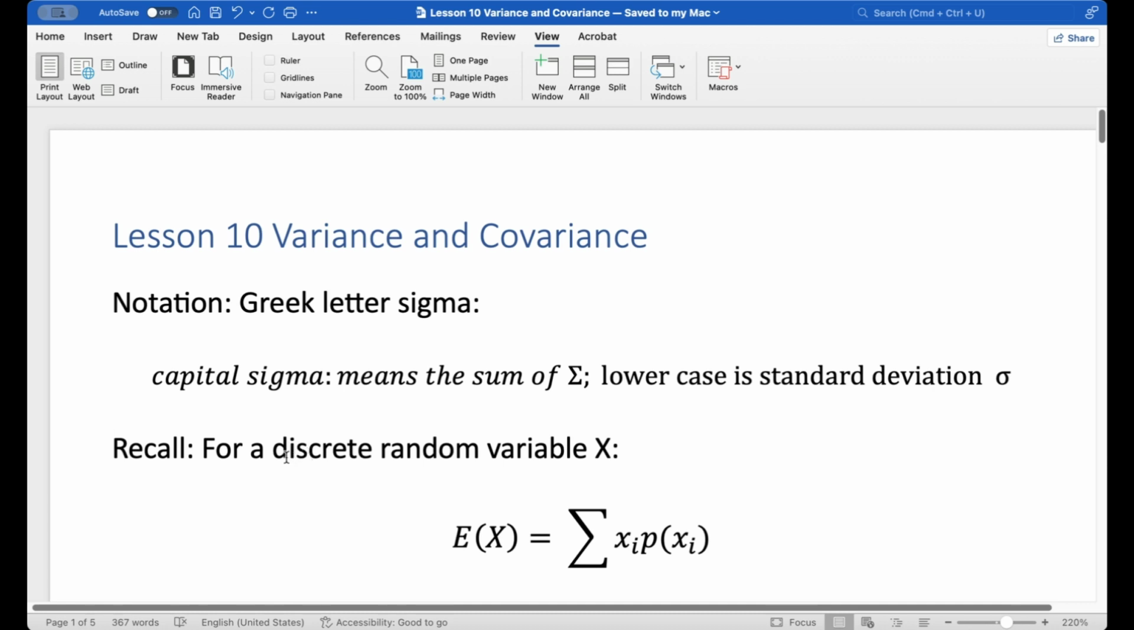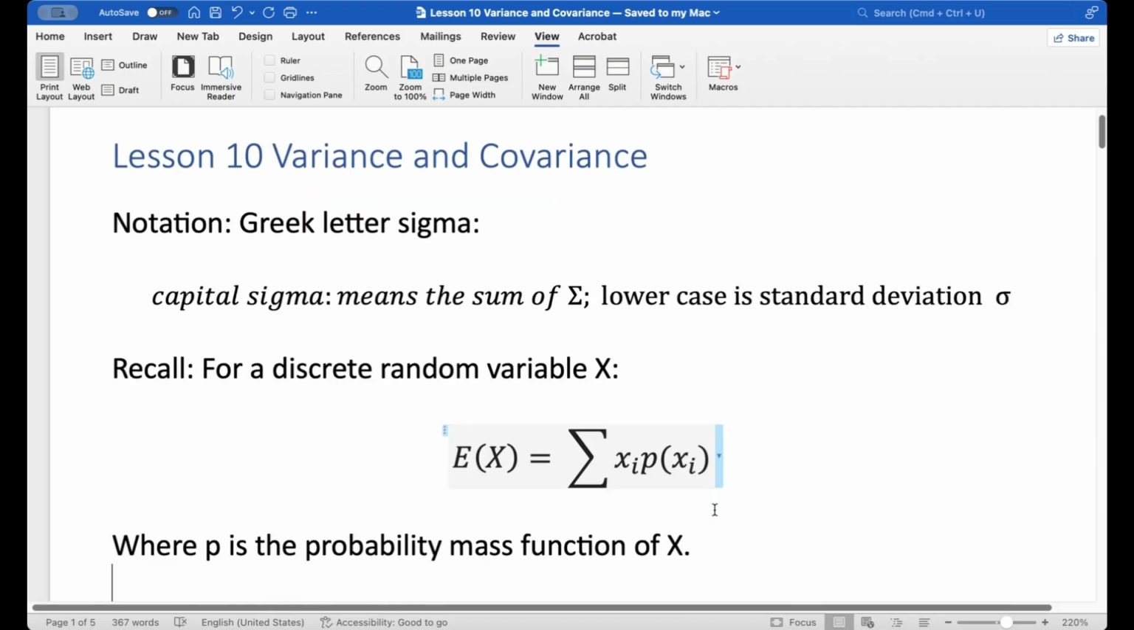Recall the definition of the expected value of a random variable x for a discrete random variable. The expected value of x is the summation of x sub i times p of x i, where p is the probability mass function of x. And so the expected value is the mean.